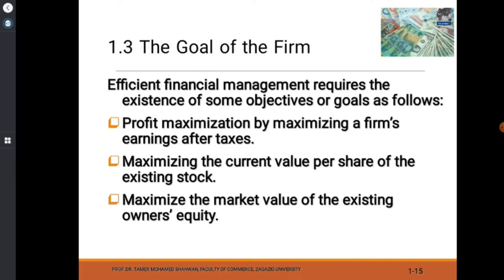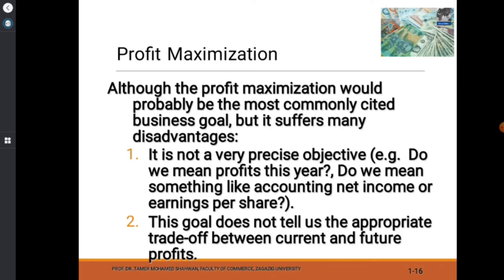But after a while, this goal turned into a new one, which is maximizing the current value per share of the existing stock. And finally, most financial managers agree that the main goal of the firm is to maximize the market value of the existing owner equity. So what is the difference between those three objectives or goals, and how could we differentiate between them? Let us start with profit maximization.